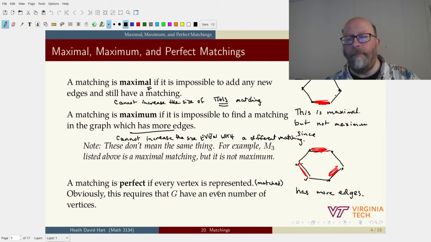Perfect requires that G has an even number of vertices. If I have an odd number of vertices, then I can have a maximum matching, but it's not perfect because there will still be vertices left over.